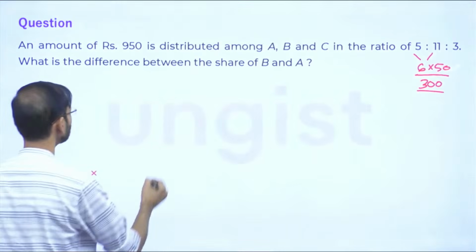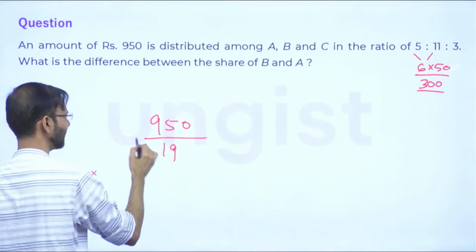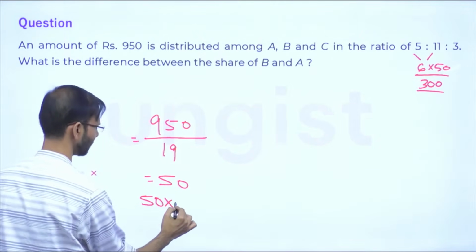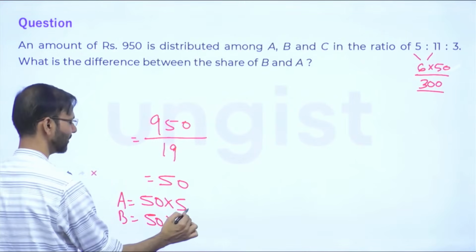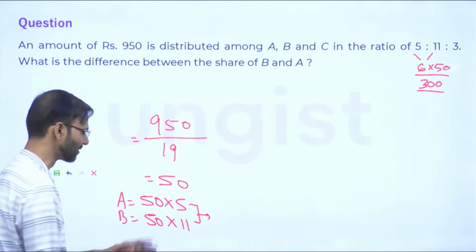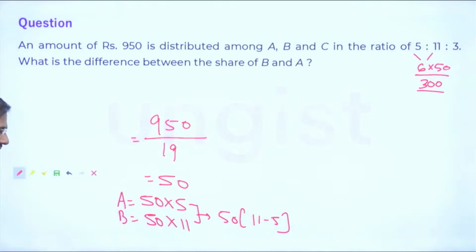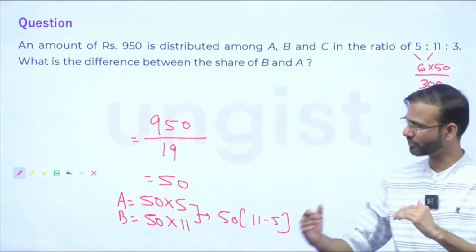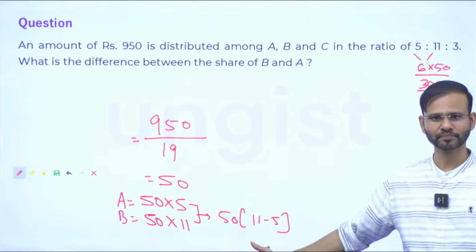This 50 came from this division, right? I mean, when you added those terms, this was 19, so this is 50. So share of A will be 50 into 5, and share of B is 50 into 11, right? We need to find the difference between these two. So their difference will be 50 into 6, right? I mean, 50 can be taken common. So this is 11 minus 5, correct? So what I'm trying to say is you don't have to do the entire thing. You just have to think about what will be the steps of this question. Right? Clear?